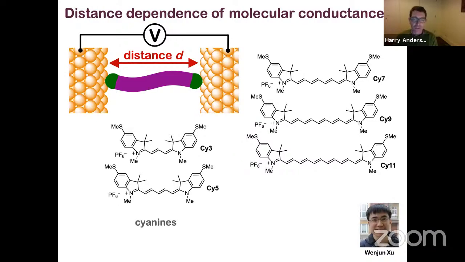cyanine type molecules that I was just talking about. So these are basically the same as the cyanines that I was talking about earlier, except they've got sulfur end groups and benzenes to join up with the gold. And these are compounds that we have synthesized very recently in my lab.